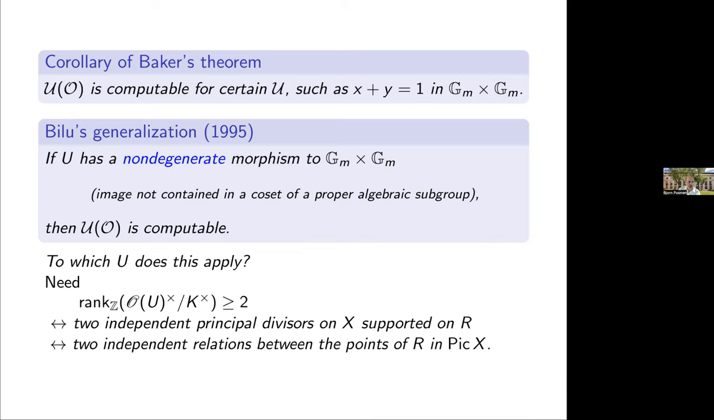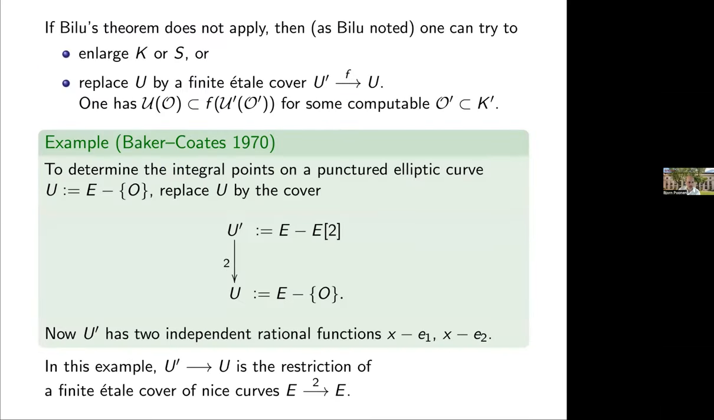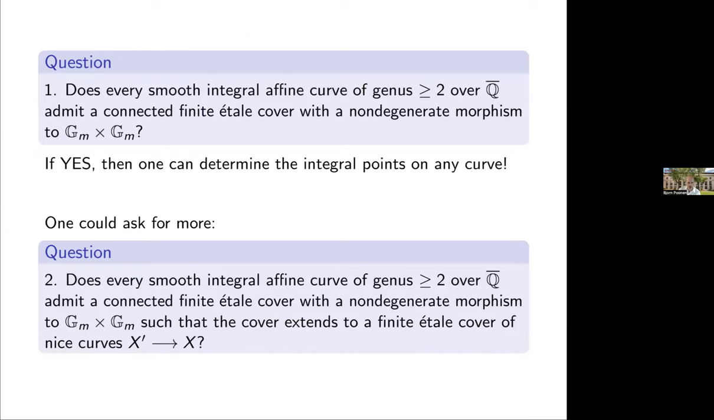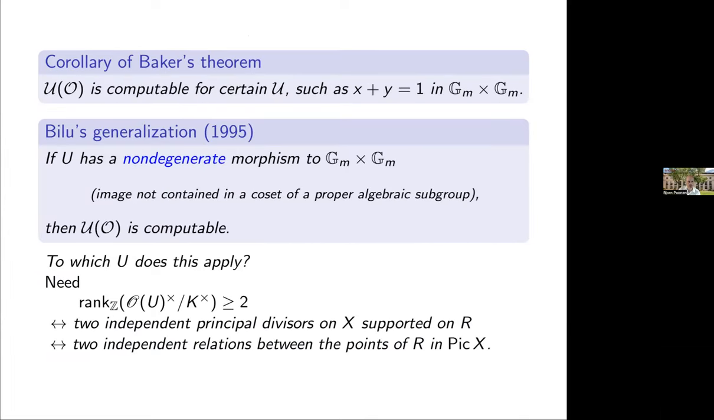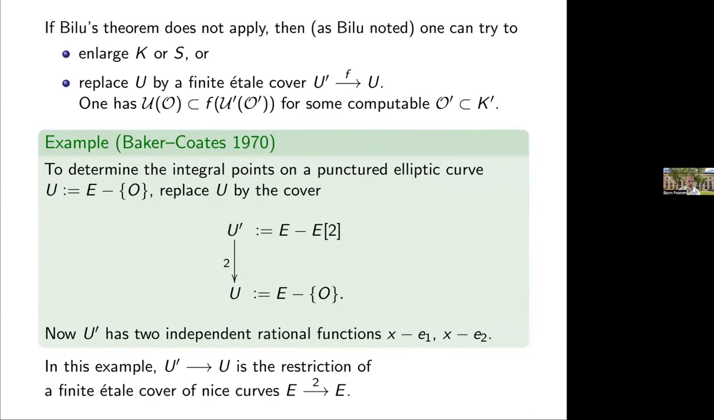All right, so if this theorem does not apply, if you can't find those two independent rational functions on your affine curve, then there are various things you can do. You can try to enlarge the number field or enlarge the set of places S. That will just make your ring of S-integers bigger. If you can find the finitely many integral points over that larger ring of S-integers, then you can also do it over the ground ring.